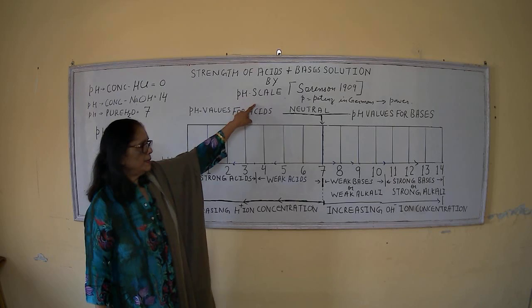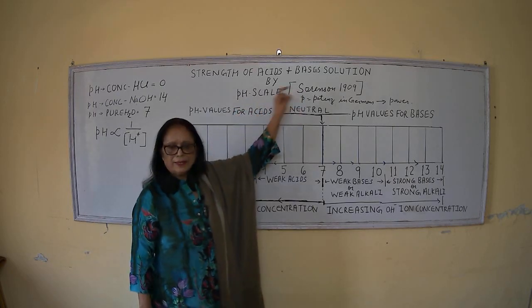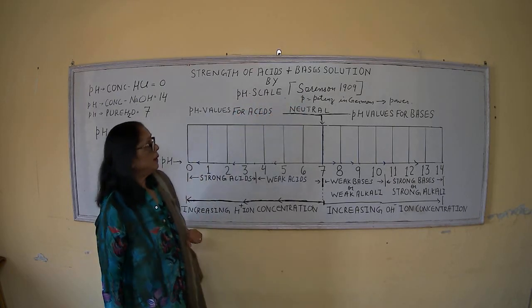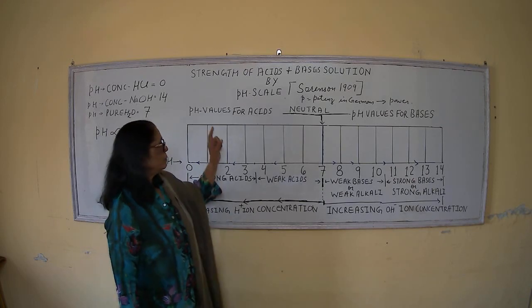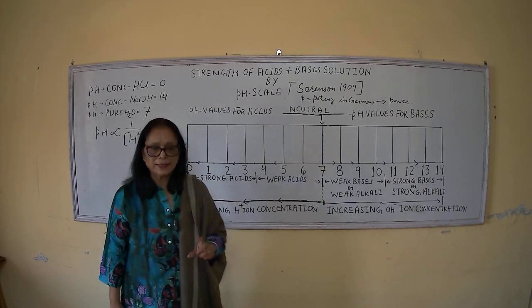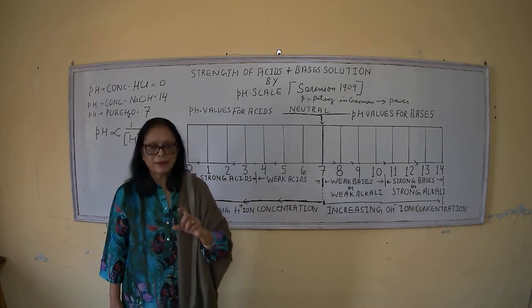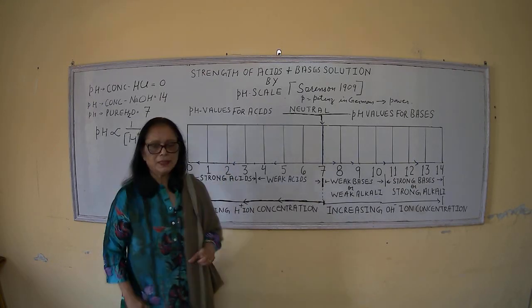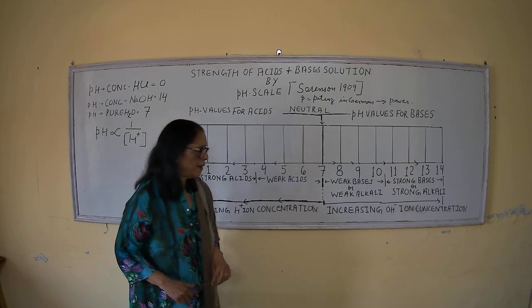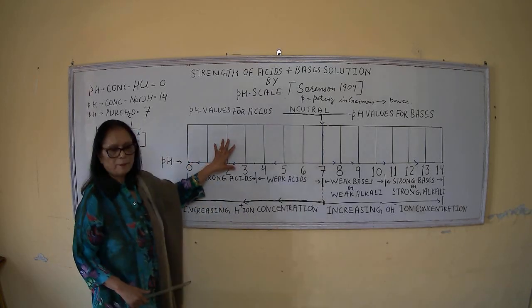So the pH scale was given by Sorensen in the year 1909, and here the P in pH stands for potenz in German. What does it mean? Potenz means power, right? And H means concentration of hydrogen ion. So let's start. This is the pH scale.